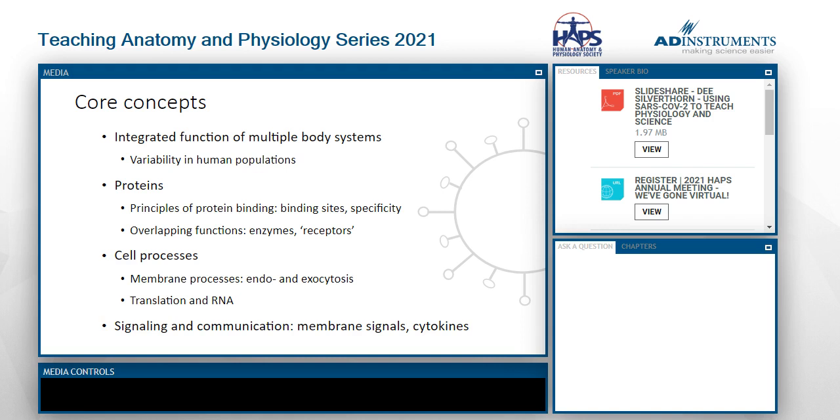And then finally, signaling and communication, both signaling within the cell itself, the host cell when it's invaded, as well as the immune signaling and the production and distribution of cytokines throughout the body that play such a huge role in the pathophysiology.